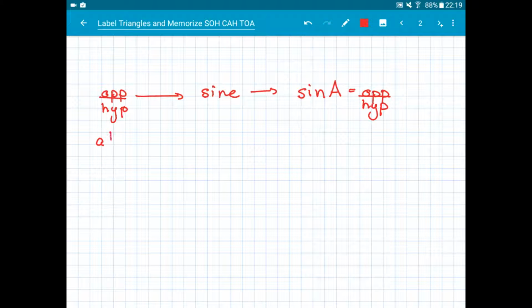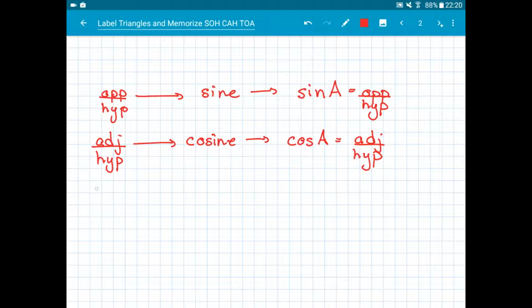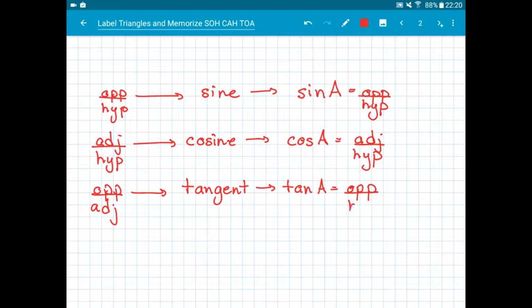Okay, now the adjacent divided by the hypotenuse. Again, we just shorten this because it's just clumsy to write. Shorten that to cosine, we give it a name, and we write just cos of reference angle A is equal to the adjacent divided by the hypotenuse. And the last one, opposite divided by adjacent, we just shorten that by giving it a name, tangent. And we just shorten that again, writing tan of A is equal to the opposite divided by the hypotenuse.